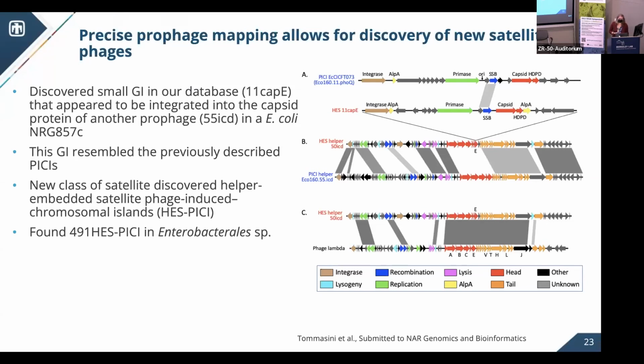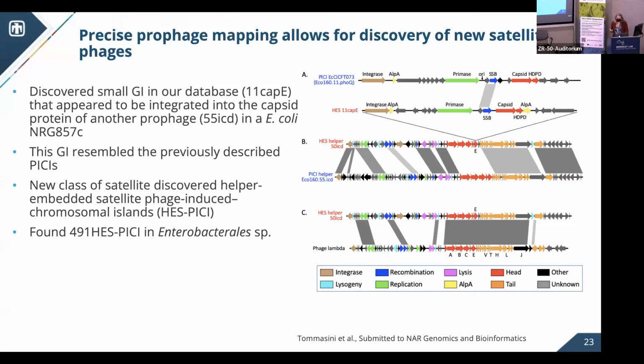So when we had our original database, we identified this very small genomic island, 11 capE, which to us was very weird because it integrated into a capsid E protein of another phage in the genome. And then as we started investigating this further, we realized that it looked a lot like the PICIs discovered in various organisms. However, there was no sequence similarity except for this very small region.